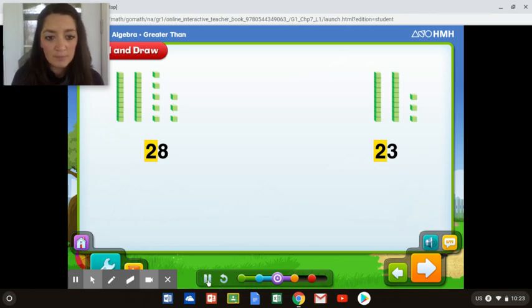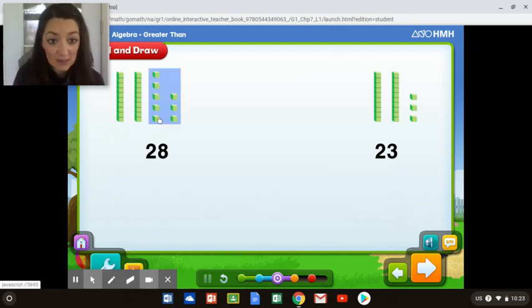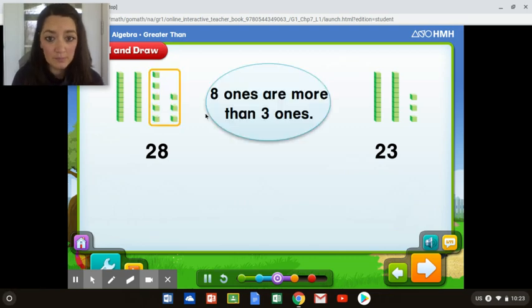First, look at the tens in each number. Are they the same or different? They're the same. Compare the ones to see which number is greater. Choose the model that shows more ones. So now we need to find the model that shows more ones. 8 or 3. Which one would you rather have more of? 8 of them or 3 of them? I want 8. Right. There are 8 ones in 28 and 3 ones in 23. 8 ones are more than 3 ones.